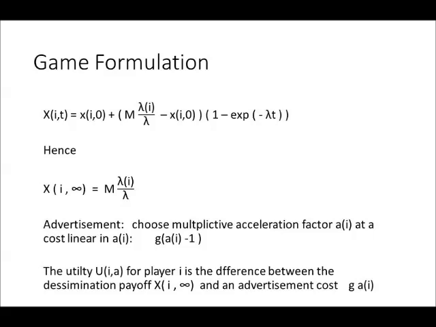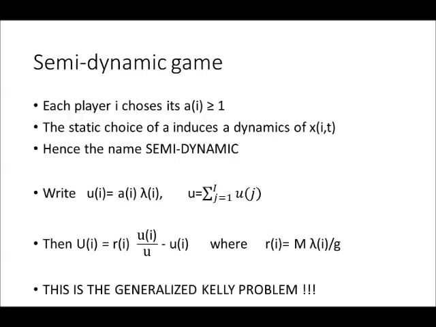Now the utility for player I is simply the difference between the dissemination payoff x of I at time infinity and the advertisement cost. Now instead of writing g times AI minus 1, we don't write the minus 1 since that part does not depend on the action A. So it is a fixed cost that does not depend on the decision. The equilibrium that we get here is the same if we write or we don't write this minus 1.